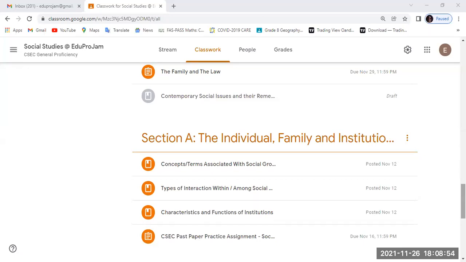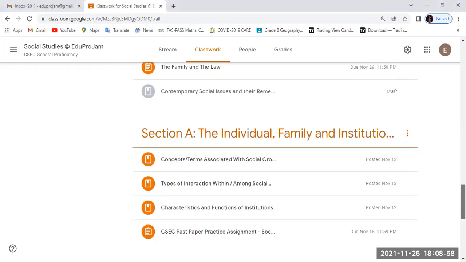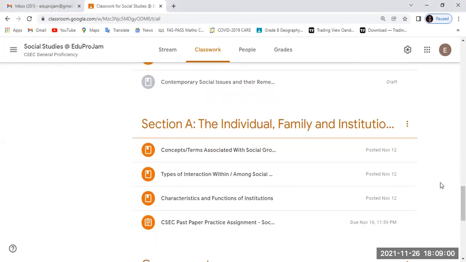Okay, so welcome to today's class, Social Studies. We are looking at the topic areas of social groups, institutions, and their functions, and so we are going to be looking at some past paper questions in this regard.